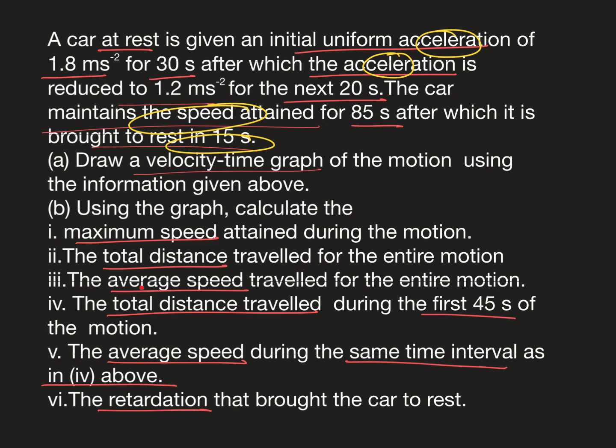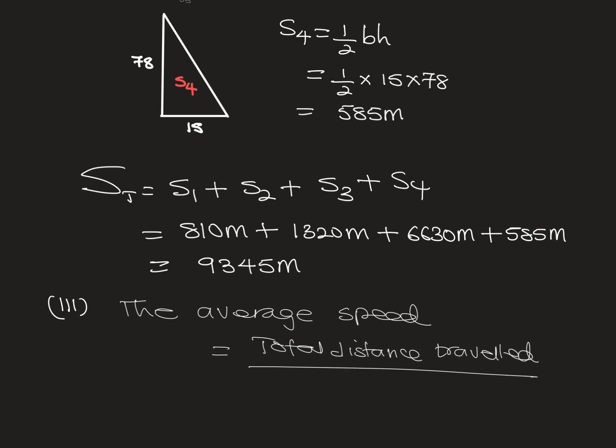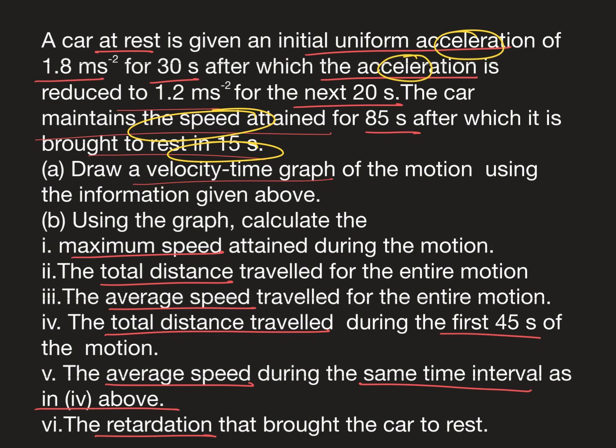Question B3 is asking us to find the average speed for the entire motion. The average speed is equal to the total distance traveled divided by the total time taken. So the total distance traveled is 9,345 meters. The total time taken for this journey is 150 seconds. If you divide that, you have 62.3 meters per second.